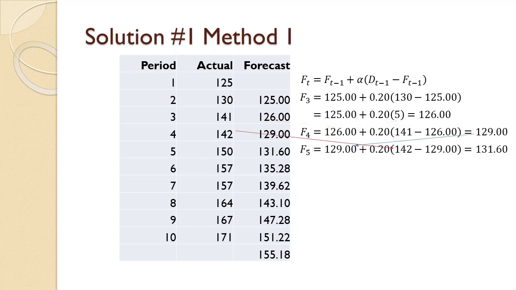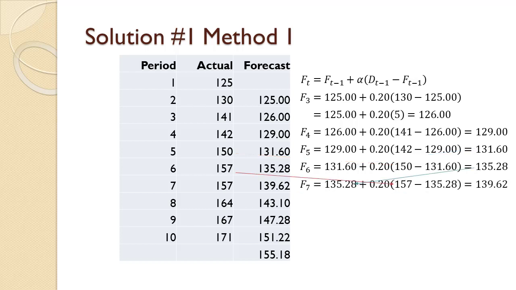For period 5, F5 equals 129.00 plus 0.20 times the difference between 142 and 129.00. That works out to 131.60. For period 6, F6 equals 131.60 plus 0.20 times the difference between 150 and 131.60. That works out to 135.28. For period 7, F7 equals 135.28 plus 0.20 times the difference between 157 and 135.28. That works out to 139.62.